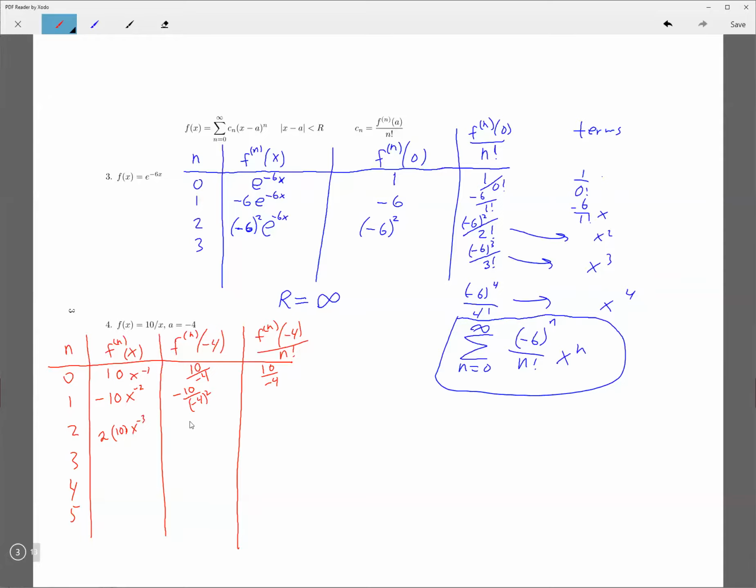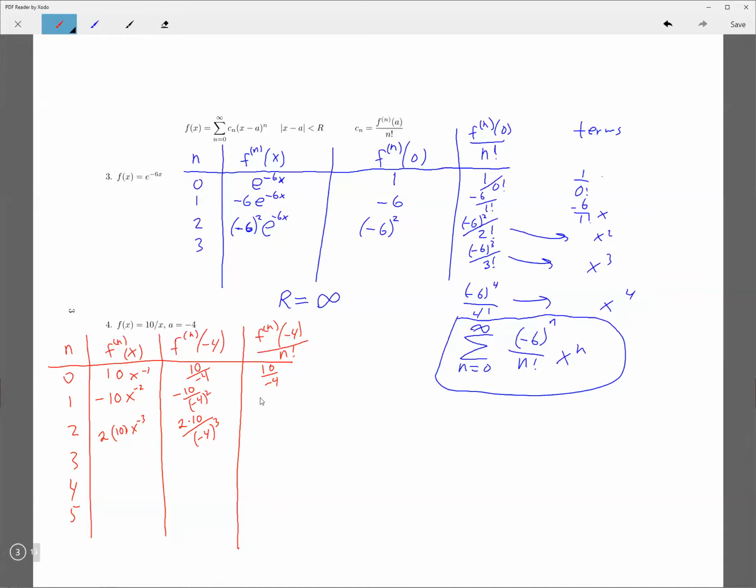X to the -3, right? So that's going to be 2 times 10 over -4 to the 3rd power. Okay, now here you're dividing it by 2 factorial, right? Which is just going to take the 2 out.